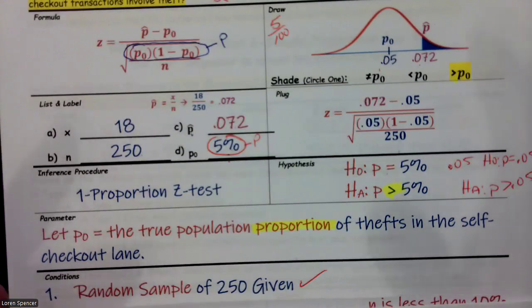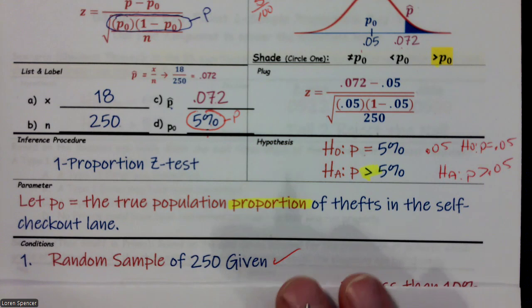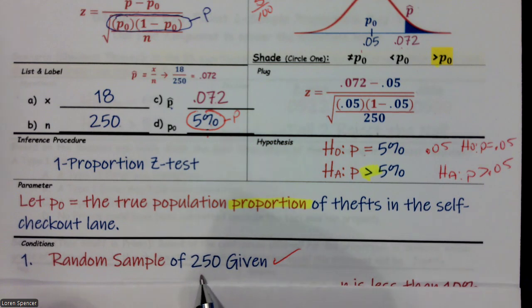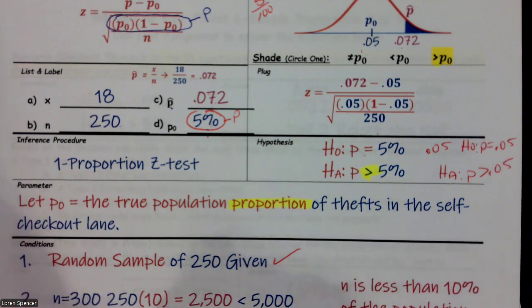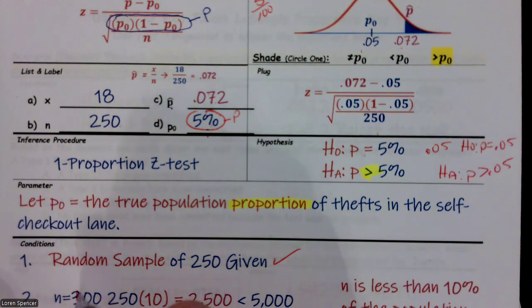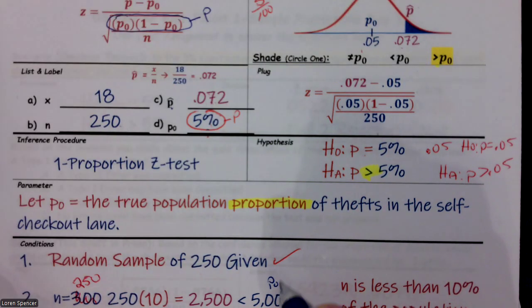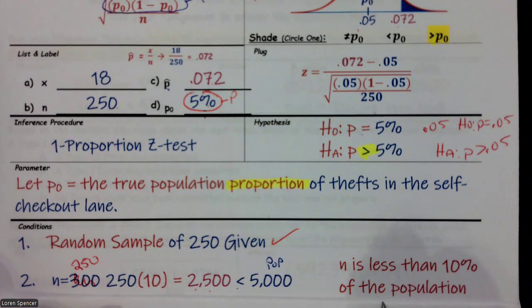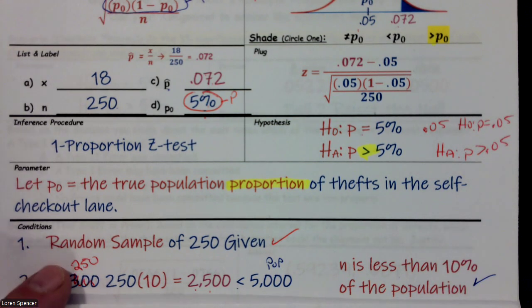The next one, we need to make sure that our sample is not too big. So we're going to take our sample size of 250 and multiply by 10, and we get 2,500. Well, our population size that they gave us was 5,000. 2,500 is less than 5,000. So n is less than 10% of the population. That condition is checked off. So that was making sure it wasn't too big.